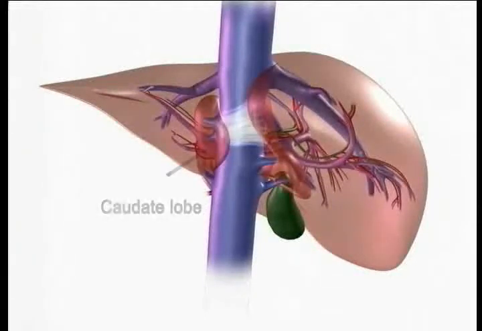The caudate lobe embraces the left side of the vena cava on its posterior surface and sits in the omental bursa posterior to the lesser omentum and the left hemiliver.